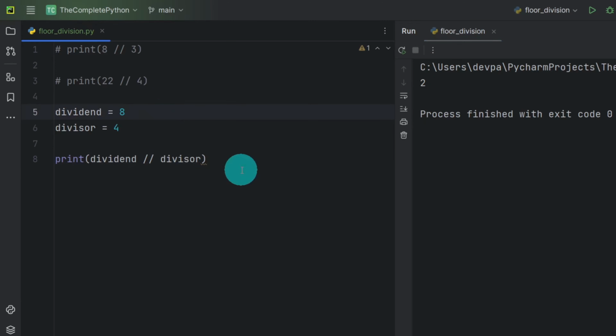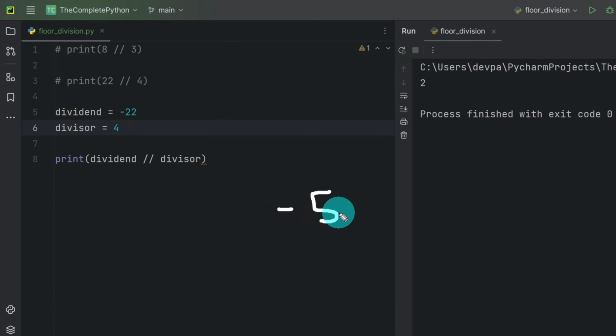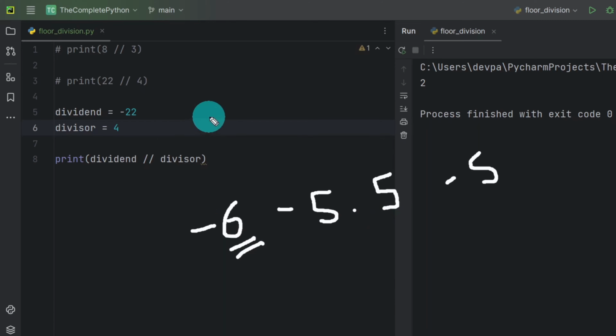Let's perform floor division operation between minus 22 and 4. So first let's divide minus 22 with 4. We will be getting minus 5.5. Now the integers that are close to minus 5.5 are minus 6 and minus 5. Now we have to find an integer that is less than or equal to minus 5.5. Minus 6, it is less than minus 5.5. Hence result of this floor division operation between minus 22 and 4, it will be minus 6. Now if we run the program, you can see we are getting minus 6.